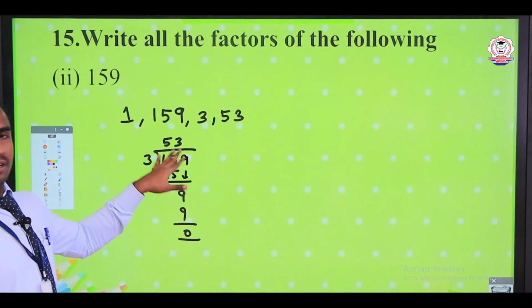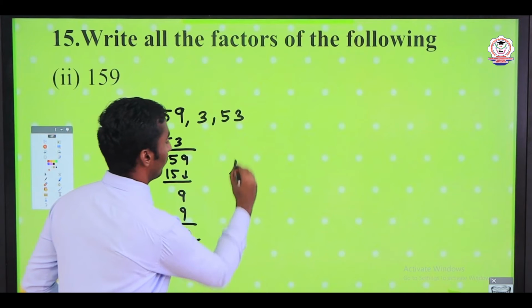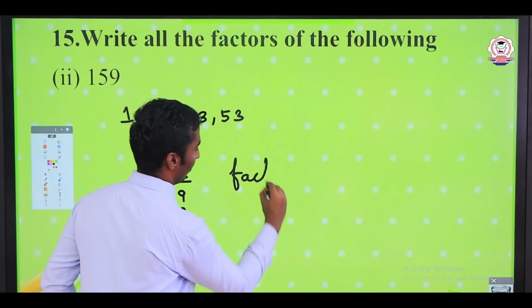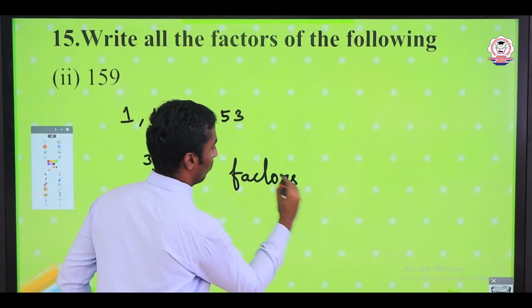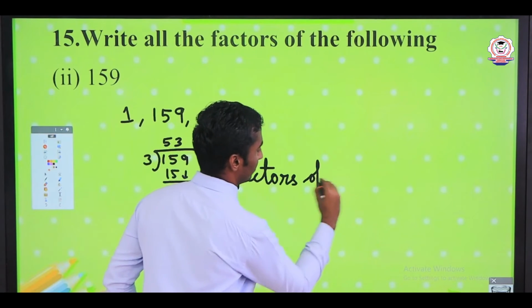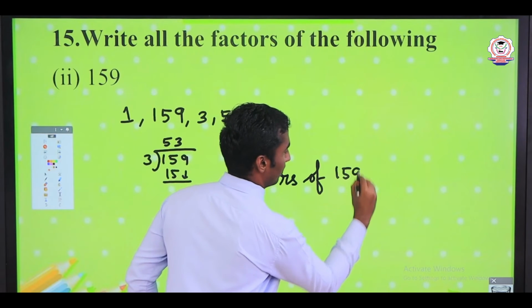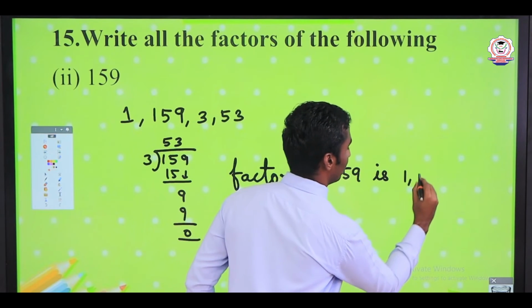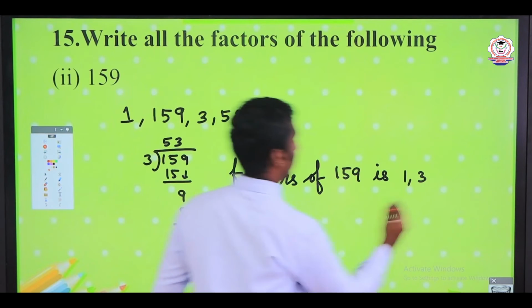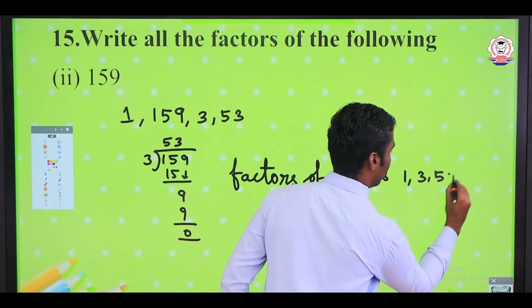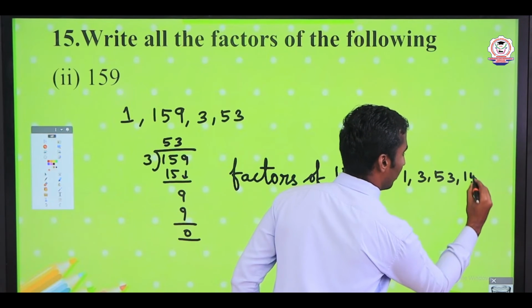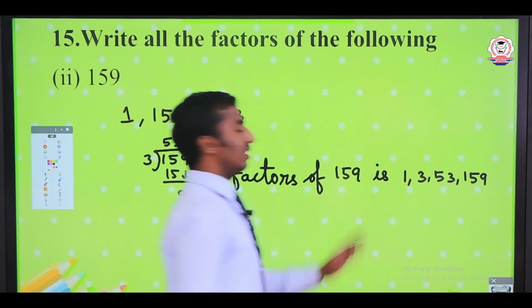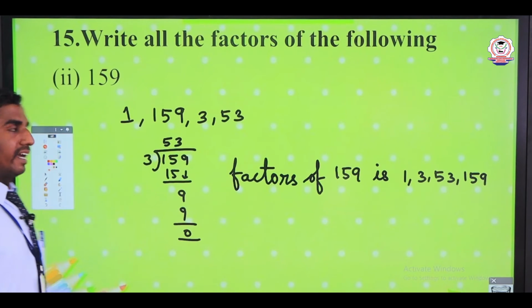So factors of 159 are 1, 3, 53 and 159. So these are the factors of 159.